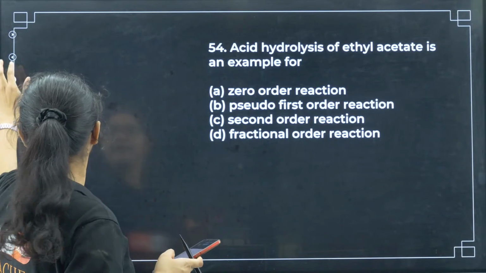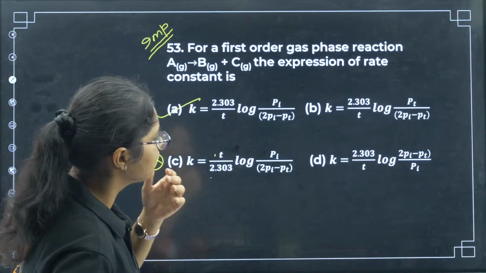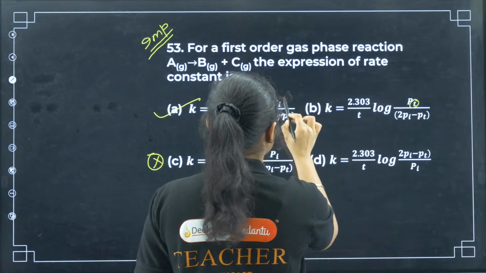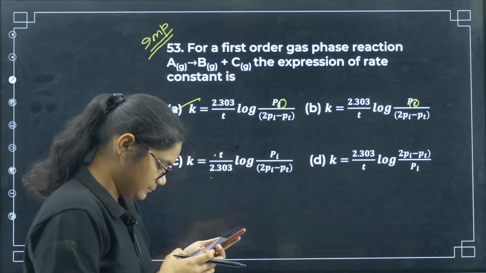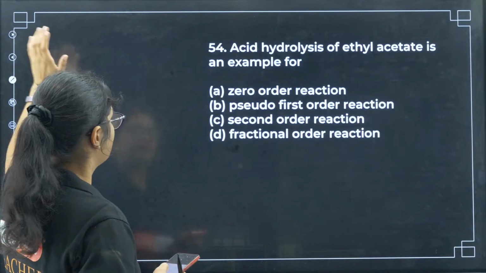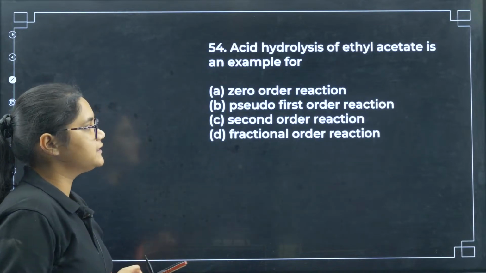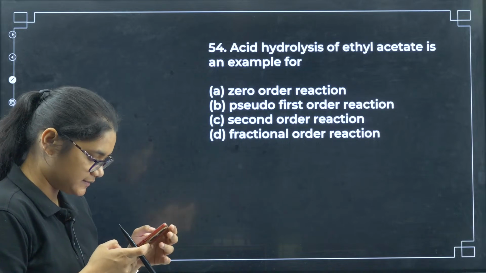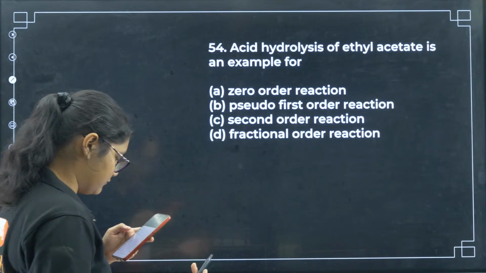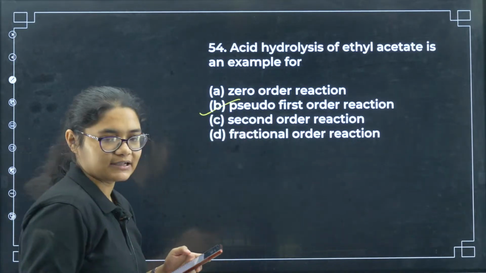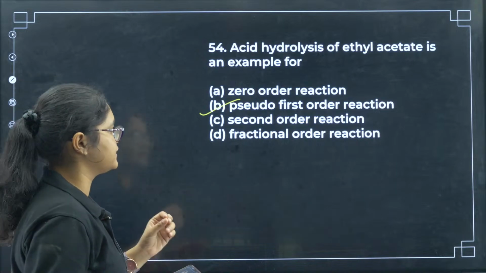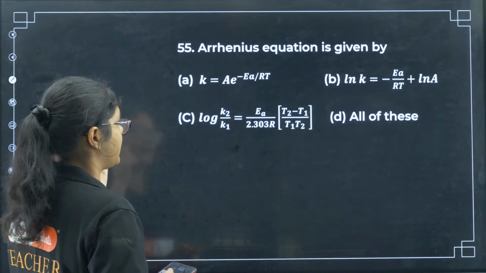Rishik has said A and B are the same. Let me check. No dear Rishik, here it is Pt, here it is Pi. That is the difference. Fine. So acid hydrolysis of ethyl acetate is an example of 54B, yes, pseudo first order reaction. Inversion of sugar and acid hydrolysis of esters are examples of pseudo first order reactions.